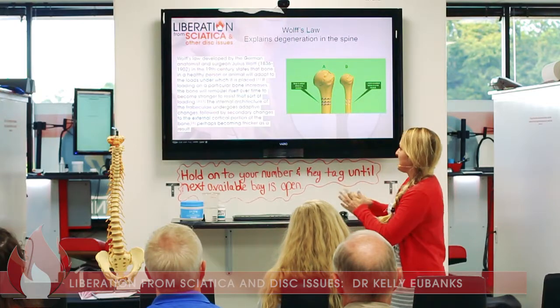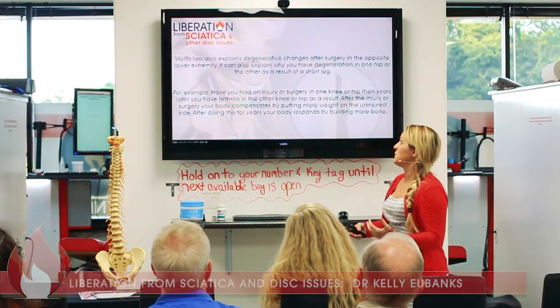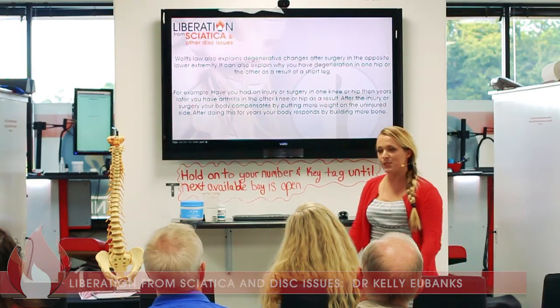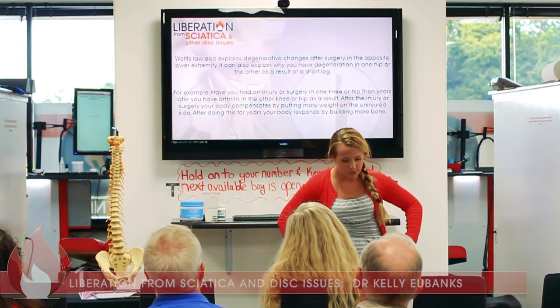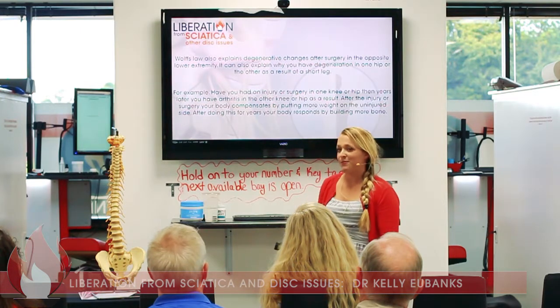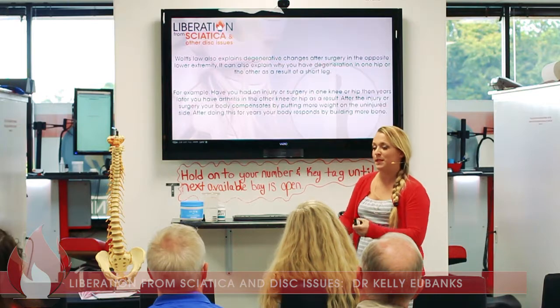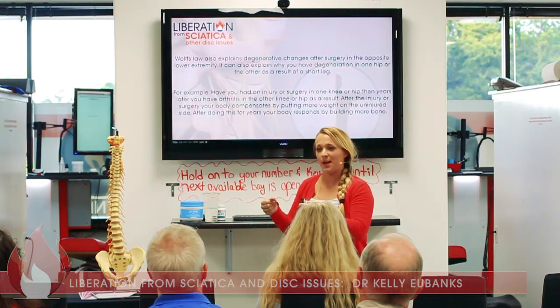We'll sum it up for you. Wolff's law also explains degenerative changes after surgery in the opposite lower extremity. It can also explain why you have degeneration in one hip or the other as a result of a shorter leg. So if you can imagine, if your hips are tilted or one leg is longer, you're going to put more weight on one side or the other. So then you can have things like arthritis in your femur because it's being stressed more than the other side.